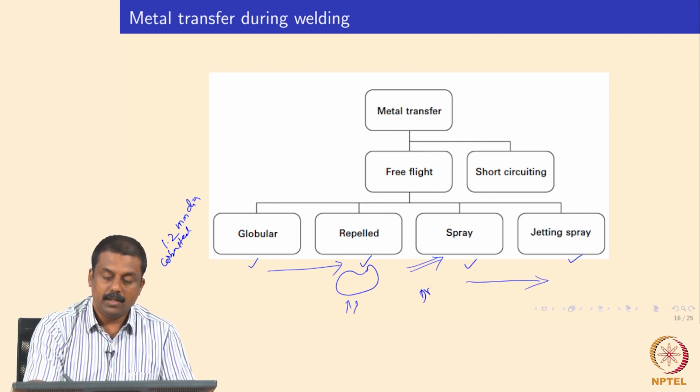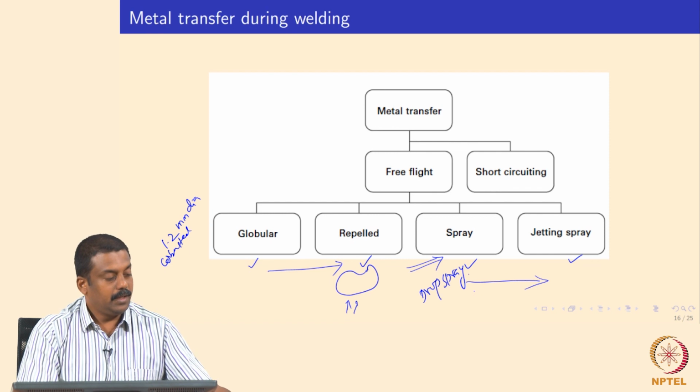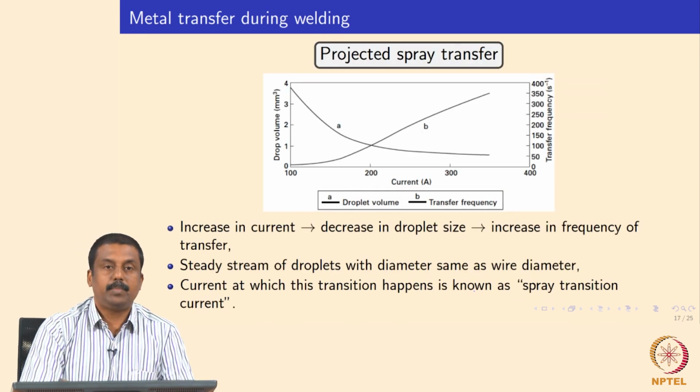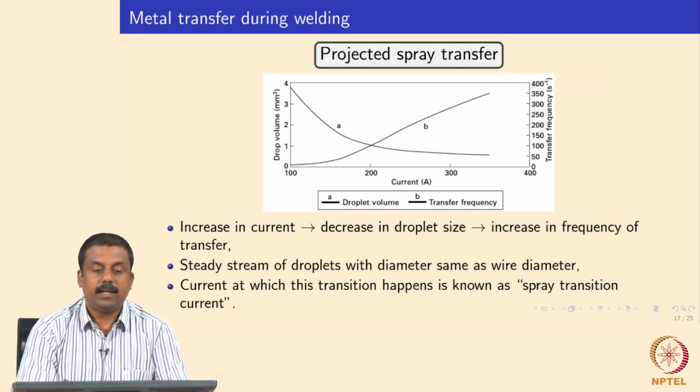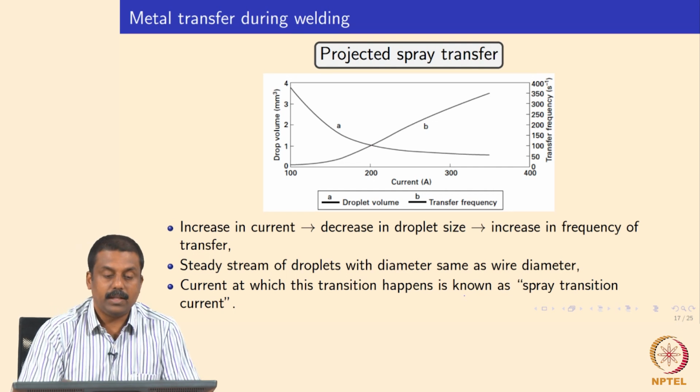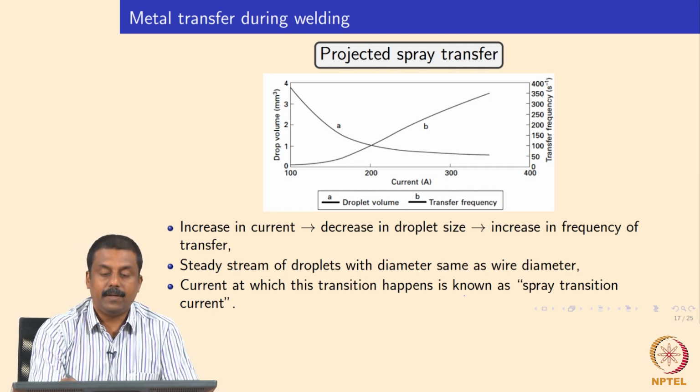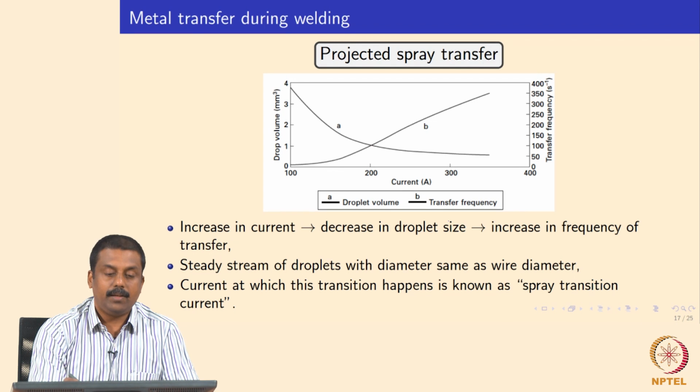This is also known as drop spray, where you have single droplets continuously transferred or sprayed to the workpiece when the current is just above a critical value, and that critical value is known as the spray transition current. So this graph shows the influence of the welding current on the droplet diameter as well as the droplet frequency.